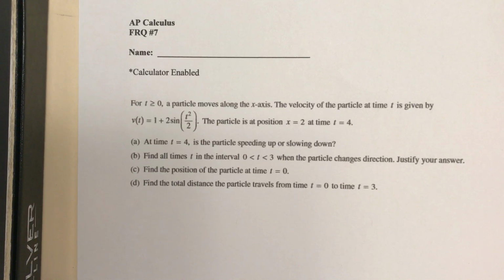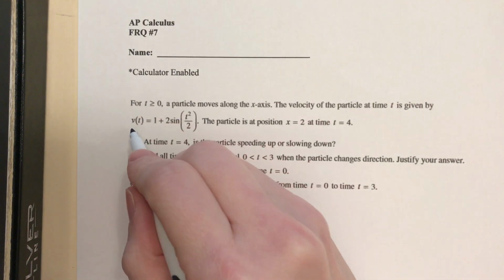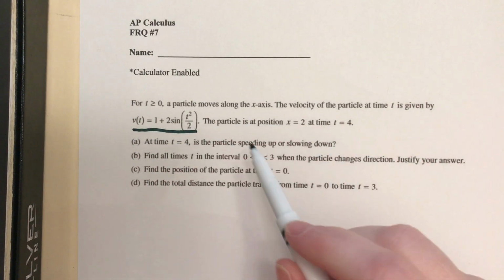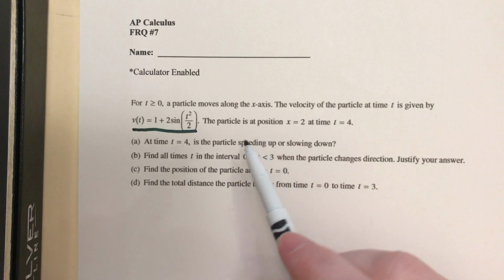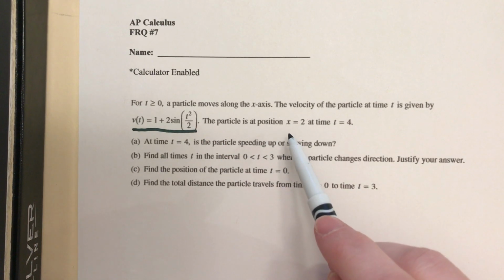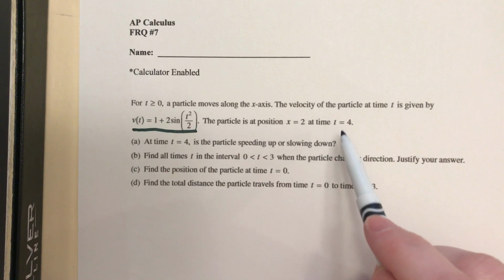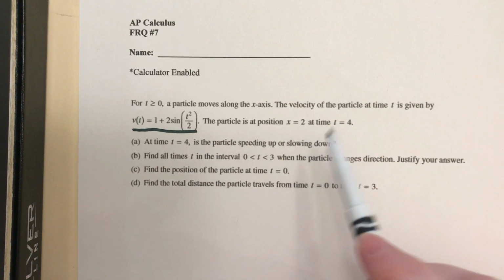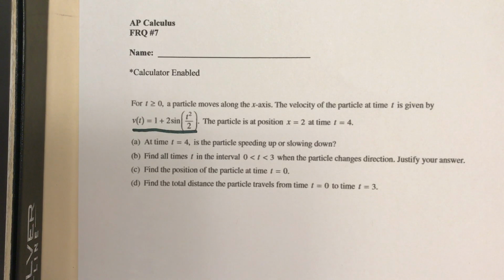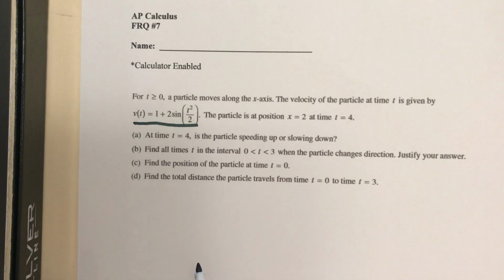So first off, they give us a velocity formula for a particle moving. The particle is at position 2 at time t equals 4. So they tell us that at 4, we already have a position at 2. So letter A says at time t equals 4, is the particle speeding up or slowing down?